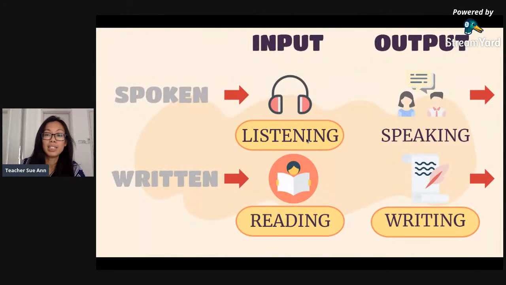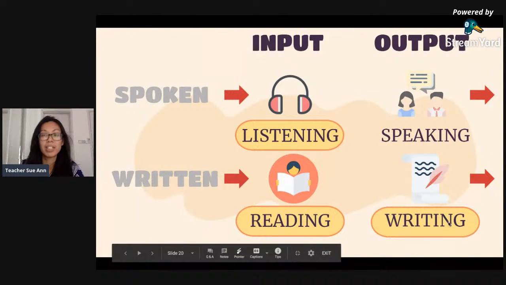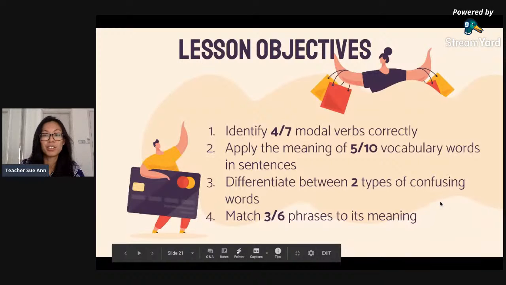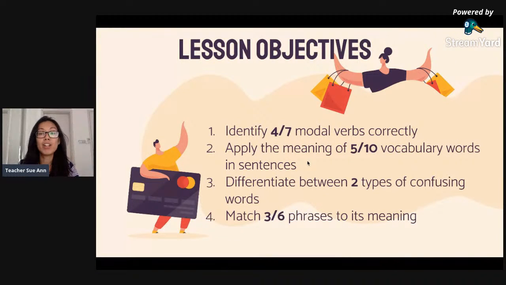So we are going to learn listening, reading, and a little bit of writing, okay? So our objectives for today is to identify 4 out of 7 modal verbs correctly. So you got different types of modal verbs. You can see if you can identify the 4 out of 7 modal verbs, okay? And apply the meaning of 5 out of 10 vocabulary words in sentences. And then we're going to differentiate between 2 types of confusing words. And we're going to match 3 out of 6 phrases. If you can do 4 out of 7, 5 out of 10, 1 out of 2, and 3 out of 6, very good already. It means you have achieved the lesson objectives.